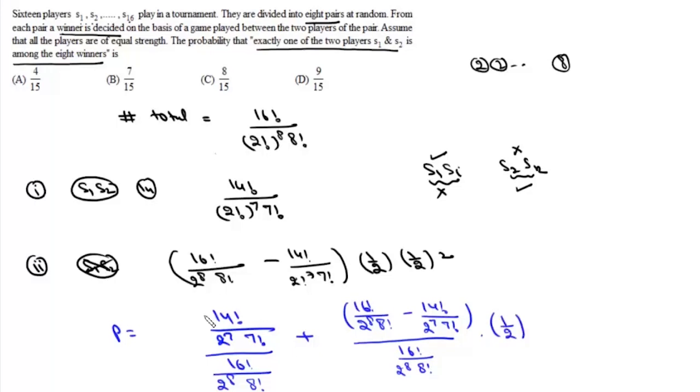Now first we'll calculate this probability. Now this is 14! / (2^7 · 7!), and this is 16! / (2^8 · 8!). Now this is 2, this is 8, and here will be 16 into 15. Now this is 1/15. So this probability is simply 1/15.